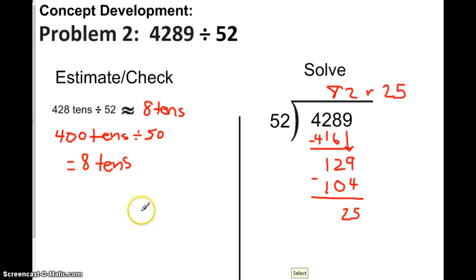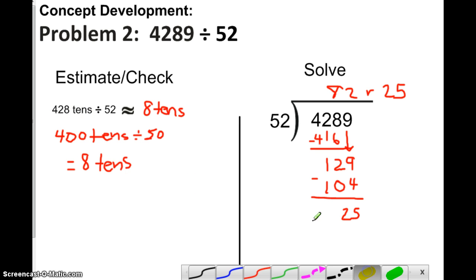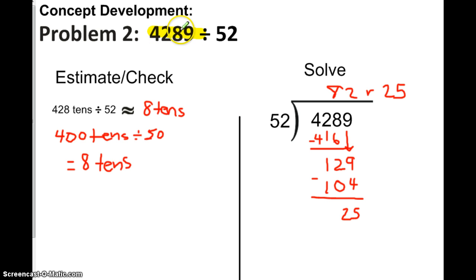Okay, so what I did was, while you guys were working on this, I also did it. So here we're doing the decomposition thing, right? So we have our 4,289, and I broke it into tens. So I'd have about 428 tens, okay, divided by 52. So then this would become about 400 tens, and the 52 rather becomes 50. It stays as a multiple of 10. So now I divide 400 tens divided by 50 would equal 8 tens.